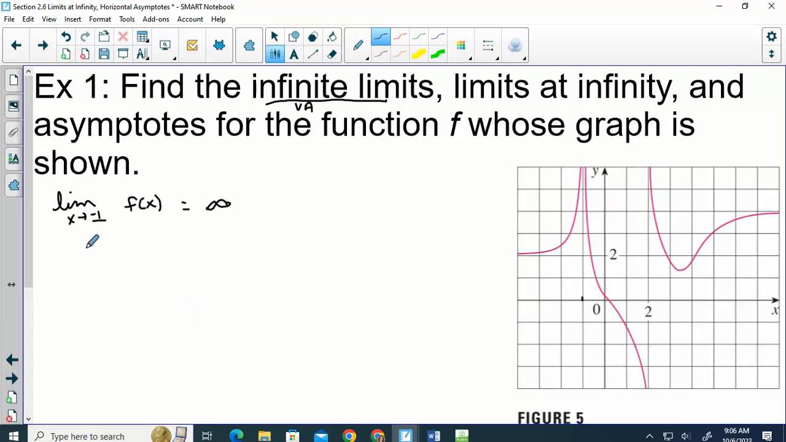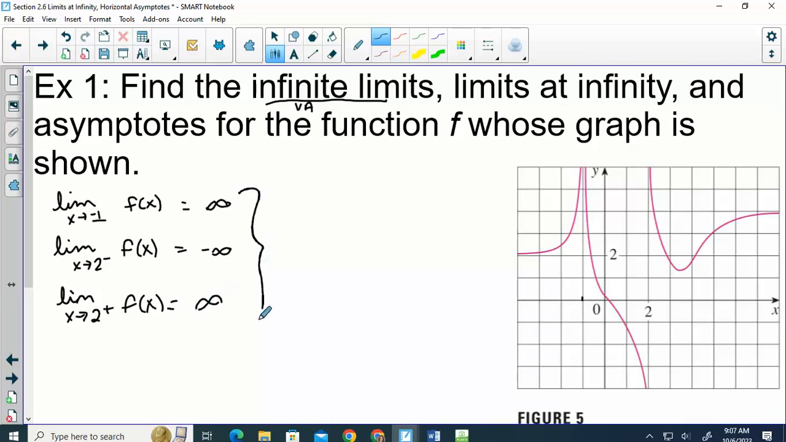Are there others? Okay, so we would have to look at 2 from 2 different directions. As I approach 2 from the left, as I'm coming in from the left, that goes to negative infinity. As I approach 2 from the right, it is positive infinity. So these are what are called infinite limits, when our answer is equal to either positive or negative infinity. And those identify my vertical asymptotes.